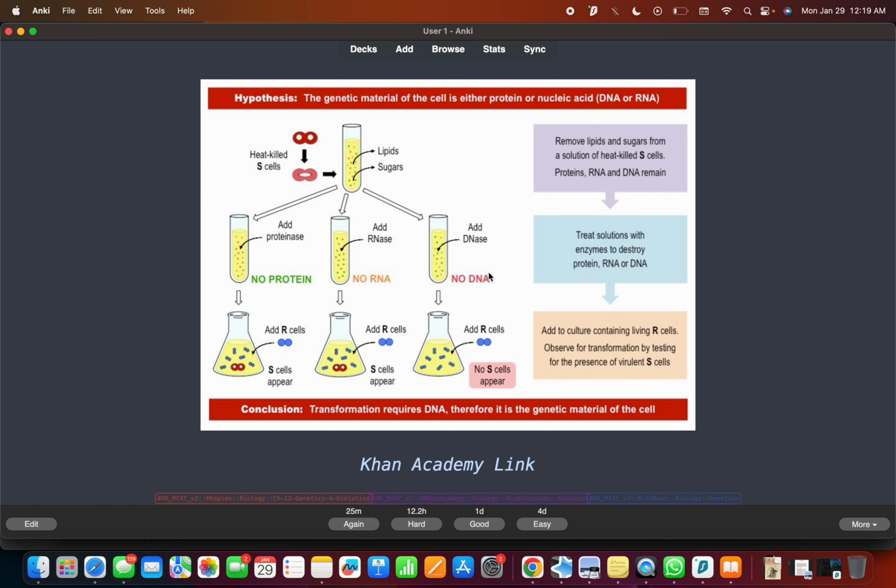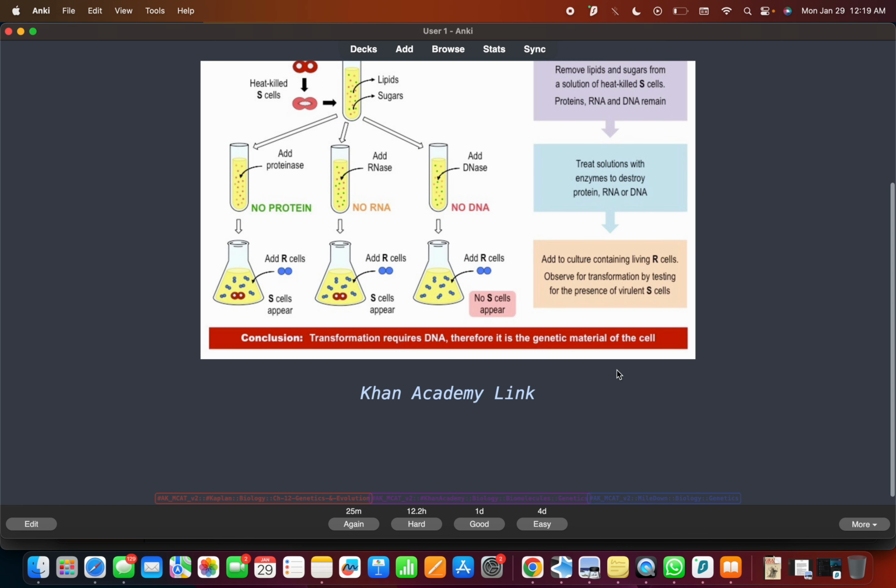So remove lipids and sugars from a solution of heat-killed S cells. Treat solutions with enzymes. Where did they get these enzymes from? How did they get them? To destroy the protein, RNA, or DNA. Add to culture containing living R cells. Observe for transformation by testing for the presence of virulent S cells.